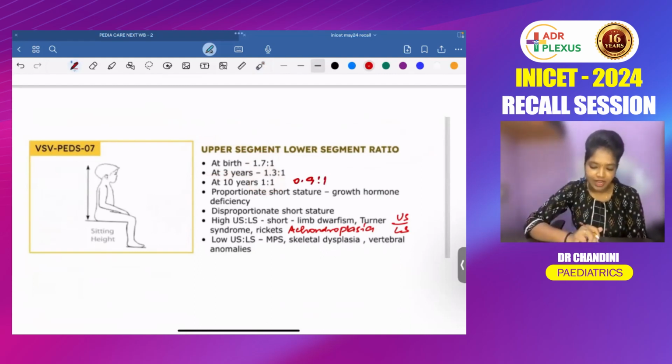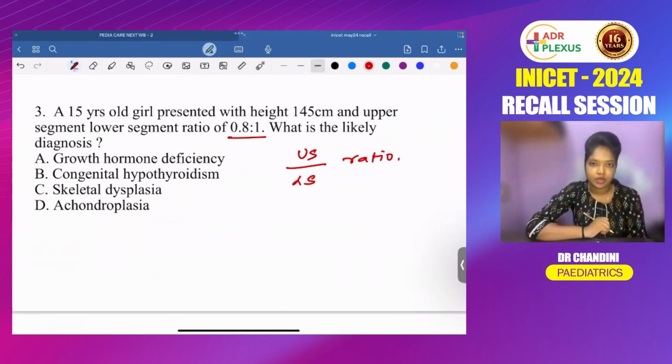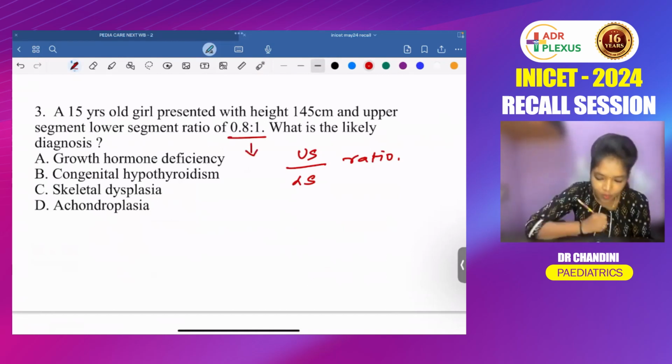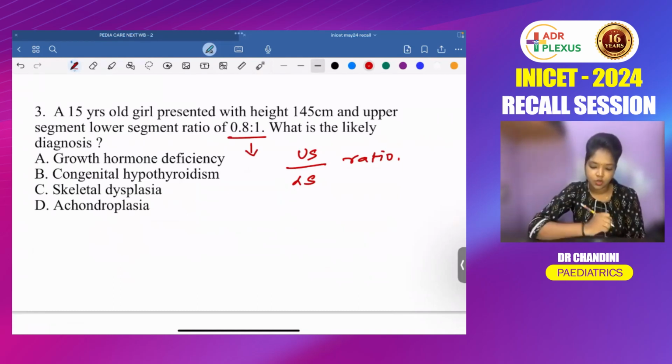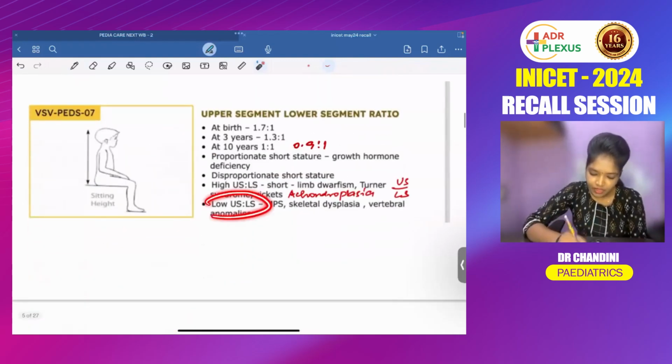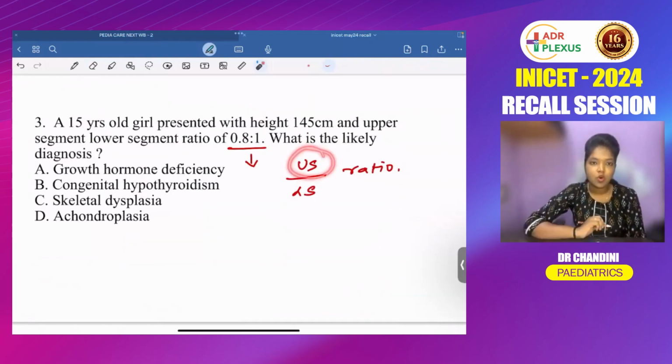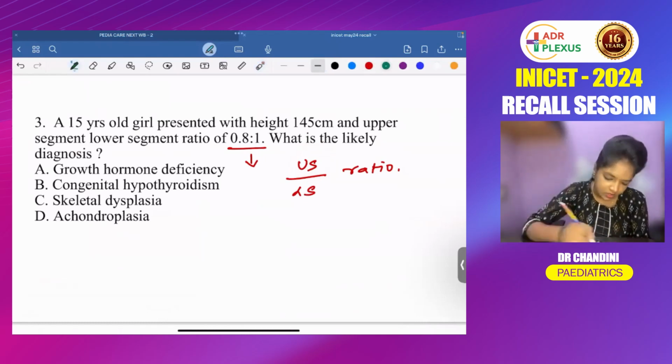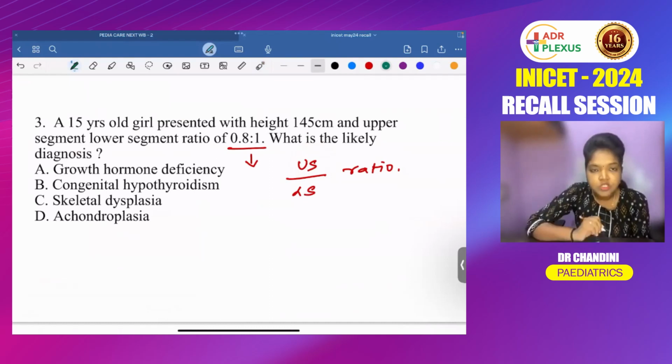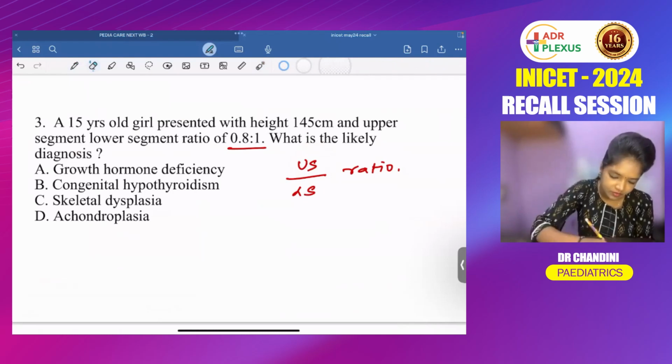Now, in our question, it is 0.8:1, which is actually on the lower side. So what are the conditions with a lower upper segment, lower segment ratio? When this ratio is less, it means there is some problem with the spine. It means that the upper segment is short. So what are the conditions where the upper segment, that is your spine, is short? Looking at the options, growth hormone deficiency. Please remember, in growth hormone deficiency, you will have proportionate short stature. It will not be disproportionate, it will be proportionate.